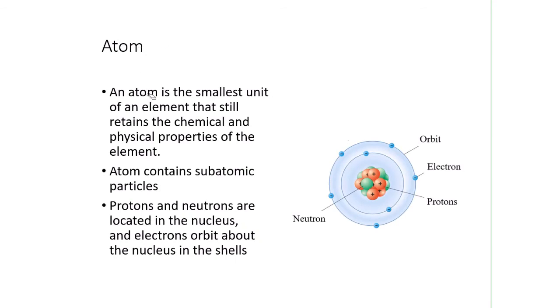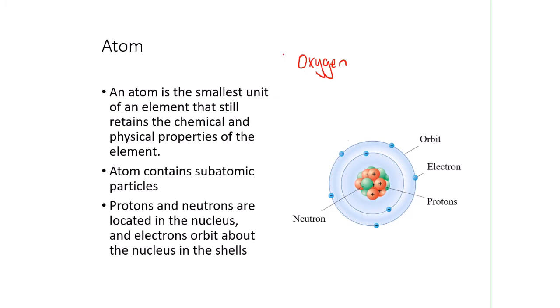Atom. An atom is the smallest unit of an element. So if you talk about oxygen again, the oxygen gas is made up of many oxygen atoms. And it is the smallest unit of an element that still retains the same chemical and physical property as the element itself. So the individual oxygen atom is going to behave exactly the same as the oxygen gas itself.